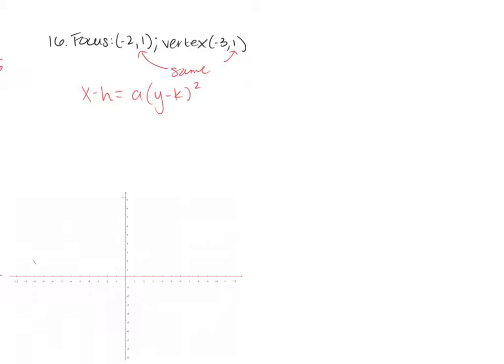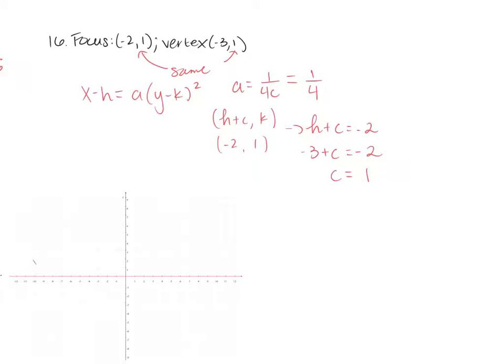Okay? So again, just like with the last problem, I know what my h is, I know what my k is, but I still don't know what my a is. So we need to figure out what a is, knowing that a is equal to 1 over 4c. In order to figure that out, I need to solve for c using the knowledge that I have about the focus. So since focus is equal to (h plus c, k), and we know that the focus is (-2, 1), that means that h plus c has to be equal to -2, and h is -3, so -3 plus c has to be equal to -2, so c has to be equal to 1. Using that, I'm going to plug that back into my a formula, so I get that a has to be 1/4.